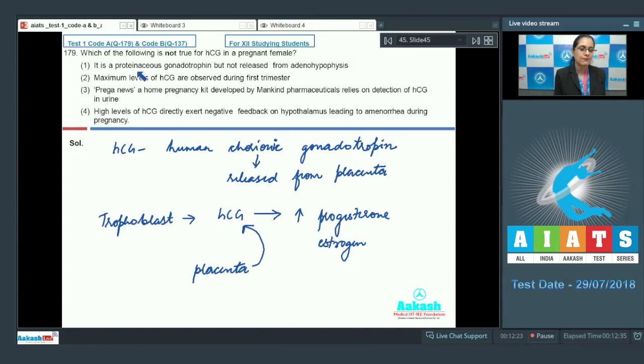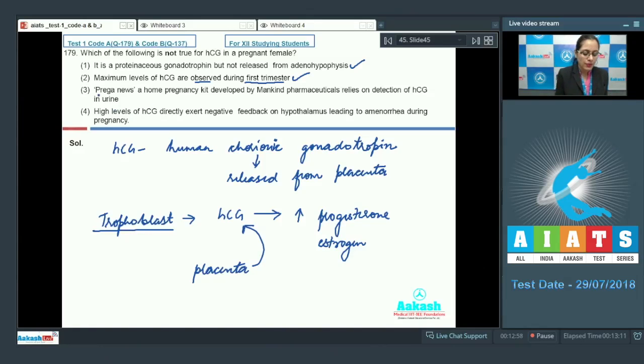Now let's read the options. First option is, it is a proteinaceous gonadotropin but not released from adenohypophysis. This is a correct option because this HCG is released from either placenta or trophoblast and not from adenohypophysis, and it is a proteinaceous gonadotropin. So the second option is, maximum level of HCG are observed during first trimester, and this is a correct statement because during the first trimester it is this trophoblast cells which will secrete these HCG at higher levels.